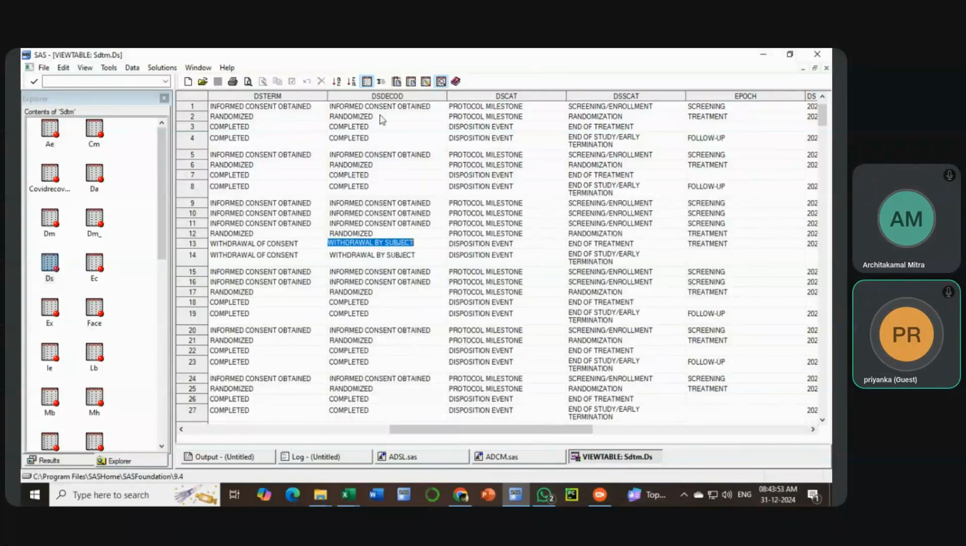What you are saying is correct, but it is not that hard and fast. There are timeline overlaps which also happen. It is kept as protocol milestone here because randomization is not always a part of screening. Protocol milestone is taking both the screening and the treatment epoch into consideration. That's why randomization is coming under treatment.